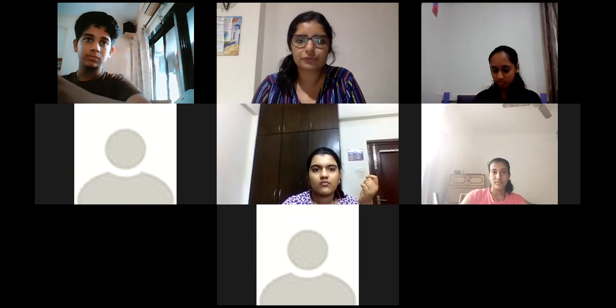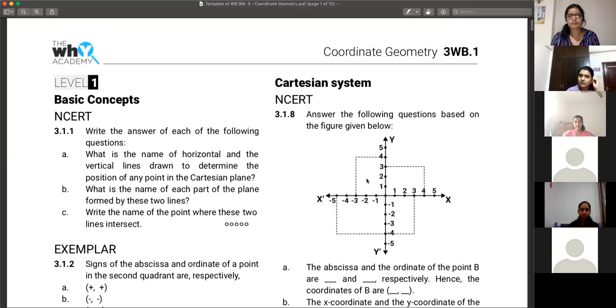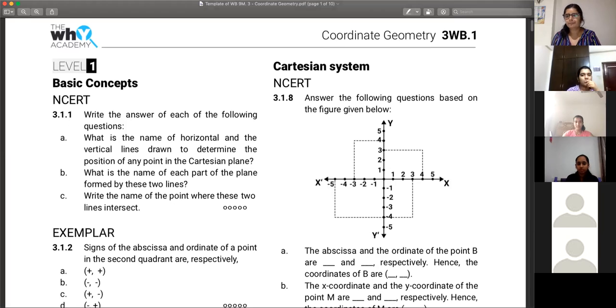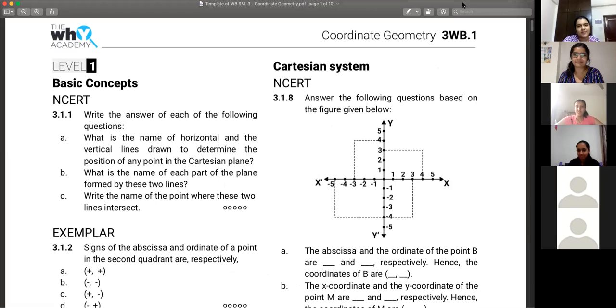So what we'll do now is, I'll start from level 1, and it's going to be like a round robin, like a lightning round. I'll call out each of your names, and one person gives the answer, then we go to the next question, then the next person gives the answer. Ready? Are you guys ready? Yes, ma'am. Okay.